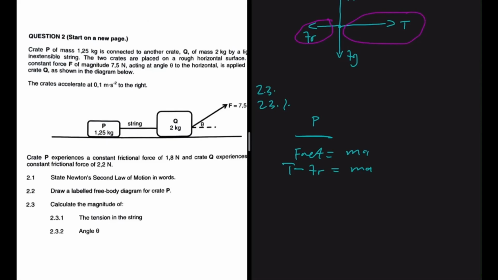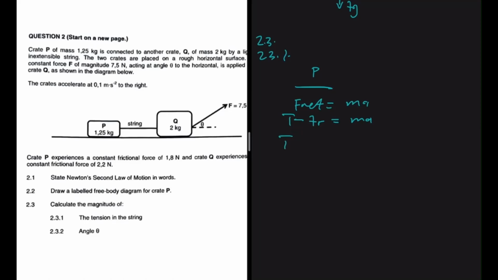We're only considering the forces along the horizontal and not the vertical. So when I have tension minus the frictional force that acts on crate P, which is given to us as 1.8, this will equal the mass, which is 1.25, multiplied by the acceleration, which is 0.1. So now the tension is going to be 1.25 multiplied by 0.1 plus 1.8, and that equals 1.925 newtons. And just like that, we have the magnitude of the tension.